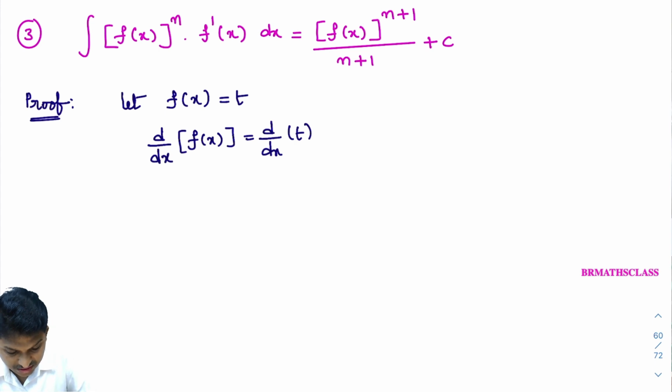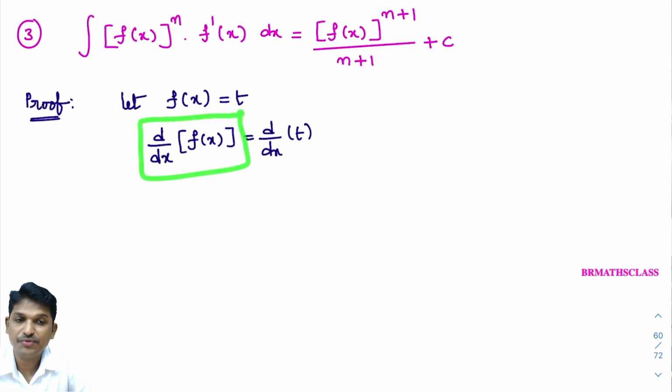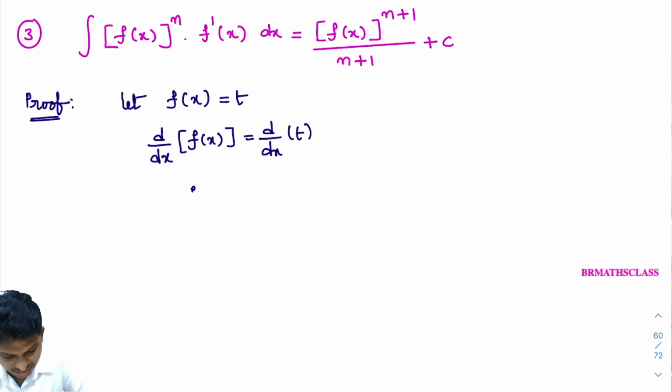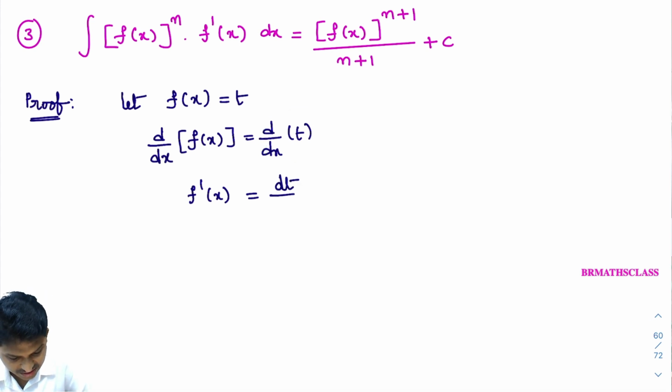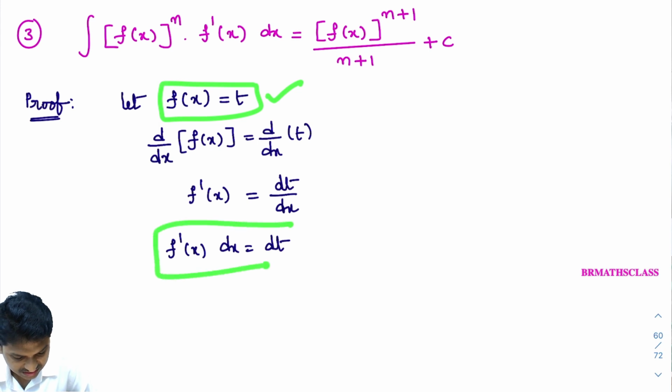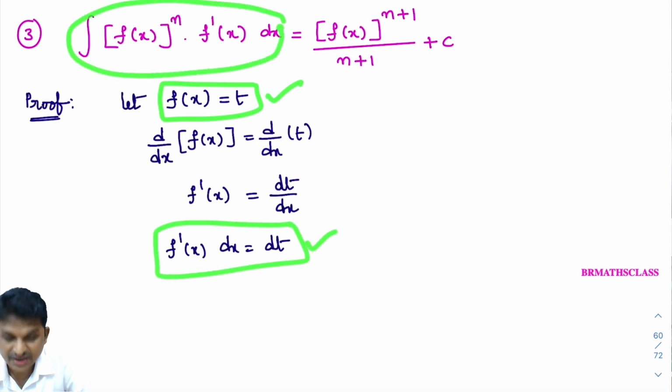Okay, d by dx of f of x, that means derivative of f of x. Derivative of f of x is denoted by f dash of x. So f dash of x equal to d by dx of t. D by dx of t is dt by dx. Now what I'll do, I'll take this dx to the left hand side. What you will get, that is f dash of x into dx equal to dt. Now you observe here, this one and this one. These two things I am going to substitute in this.